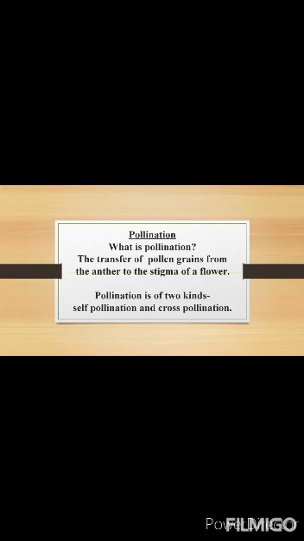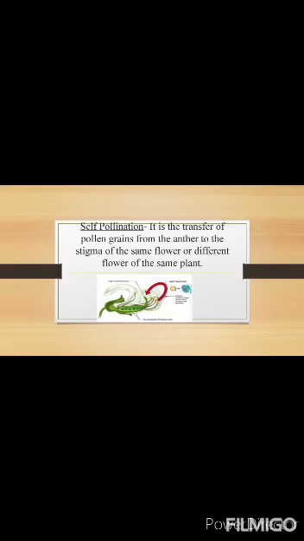Next, pollination. What is pollination? The transfer of pollen grains from the anther to the stigma of a flower. Pollination is of two kinds: self-pollination and cross-pollination. Self-pollination. It is the transfer of pollen grains from the anther to the stigma of the same flower or a different flower of the same plant.